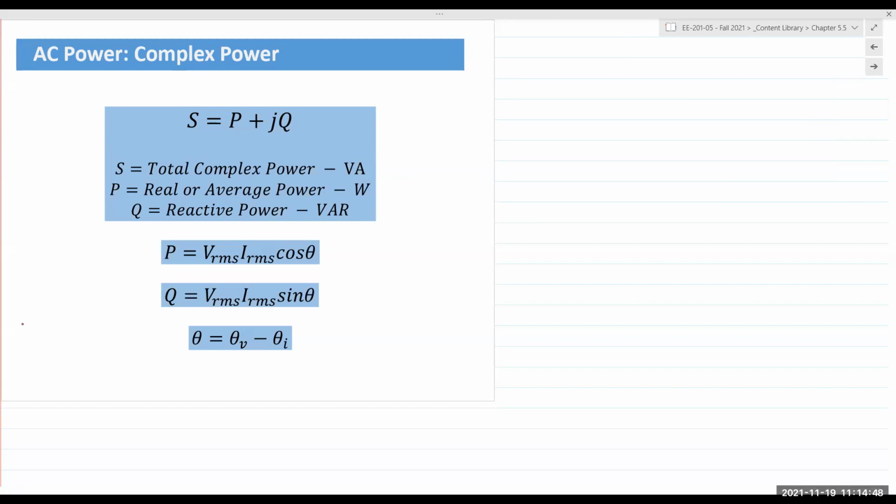A resistor does not have reactance, so a resistor only has P. Capacitors and inductors do not have any resistance, so they only have Q. So we have QL and QC for inductors and capacitors. Units for all three are different. Units for real power, or P, is watts. Reactive power is volt ampere reactive, VAR, and total complex power is VA, volt amperes. These are some of the equations that we use.